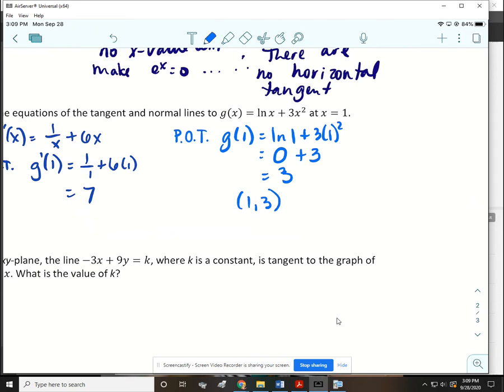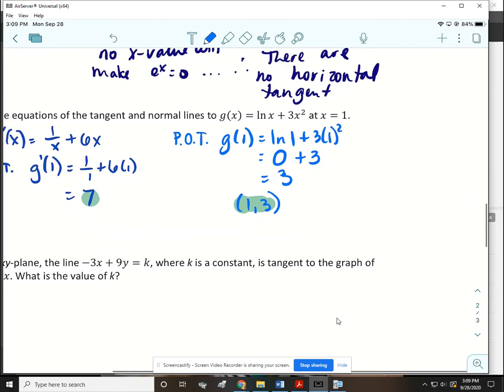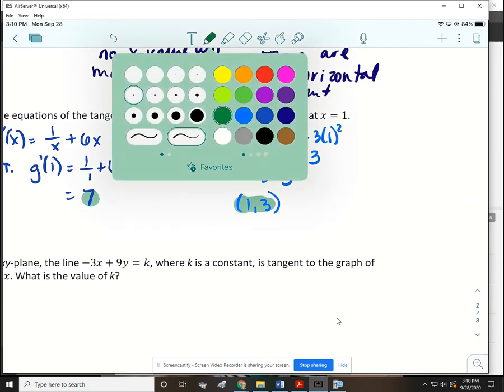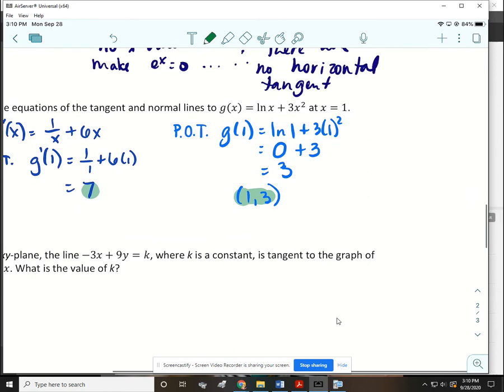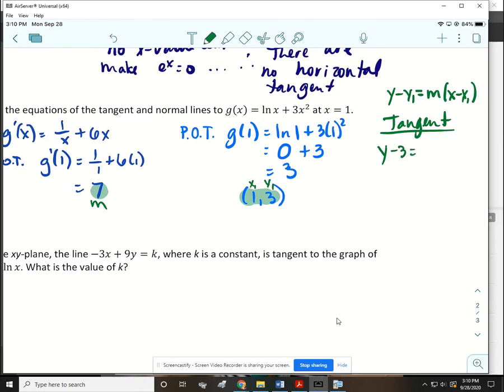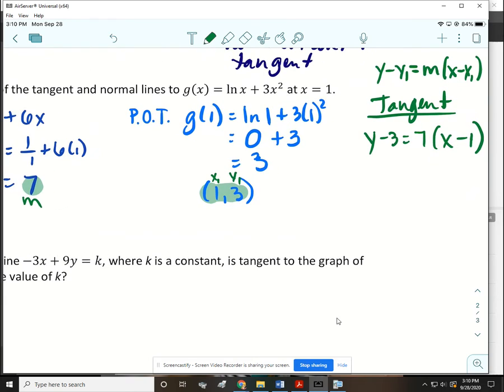Okay, so this is the slope of the line that's tangent. This is the point where they touch each other. So we're ready to give our tangent line. All right, so this goes back to point slope form. So I'm just going to remind you: this will be x1, y1, this will be m. And you're done. Don't do anything else. Stop right there.